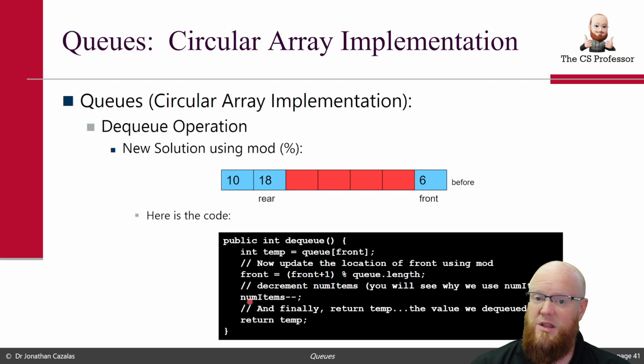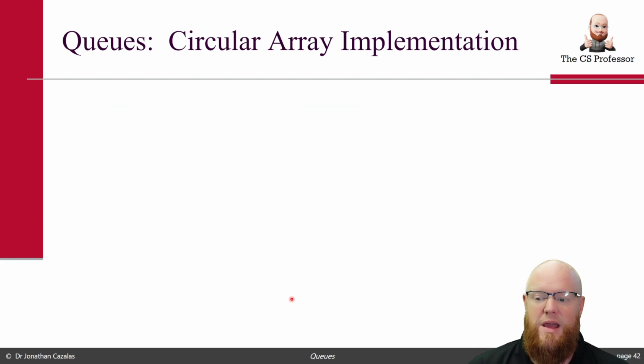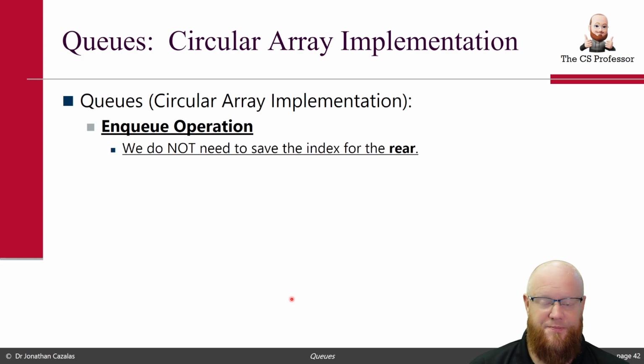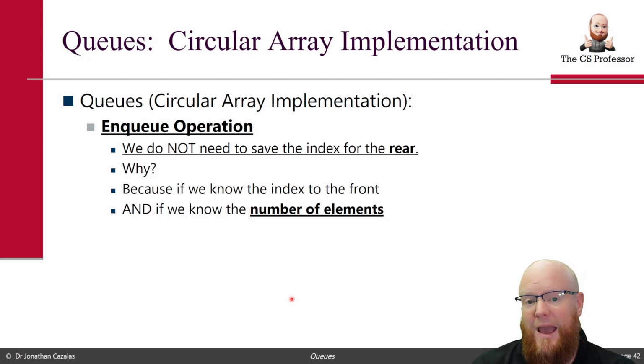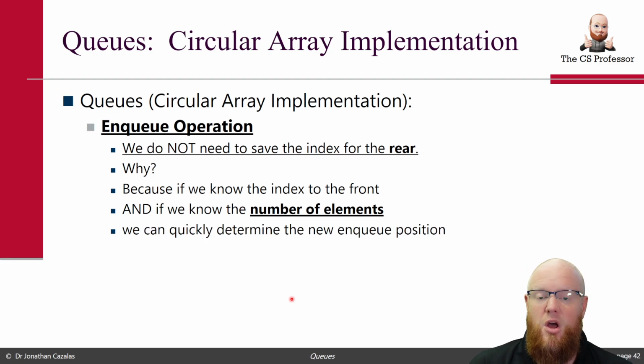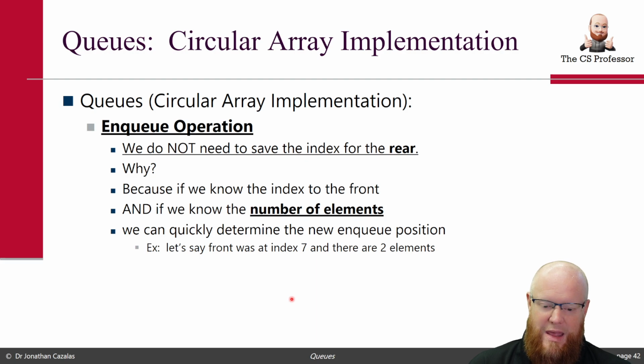And do notice that now on this particular version of the code, I've included this variable num items, and I have decremented it, showing that I'm removing an item from our queue. Why do we need num items, and why is that valuable? We're going to see right now when we look at the enqueue operation. It turns out for an enqueue, we always enqueue at the end of the queue, right? At that rear index. Well, it turns out we don't even need to save that location of that rear index. Why? Because if we know where front is, and we also know how many items are stored in our queue, the number of elements, we can quickly determine the new enqueue location.